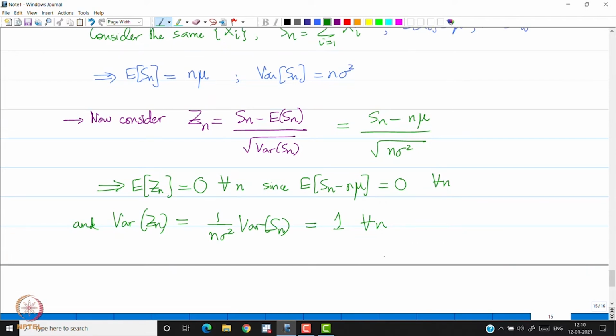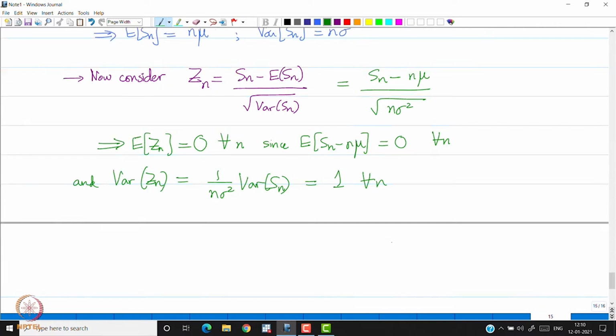This is a very important development, because now we are not dealing with something whose variance is varying with n. The variance is now constant. No matter how big n is, it doesn't change, it stays at 1. And what is the statement of the CLT? We're going to now say it without any proof.